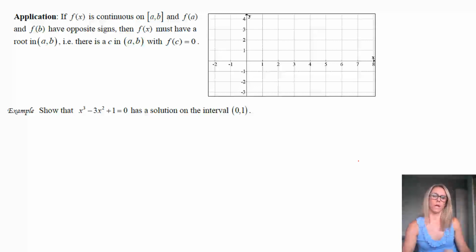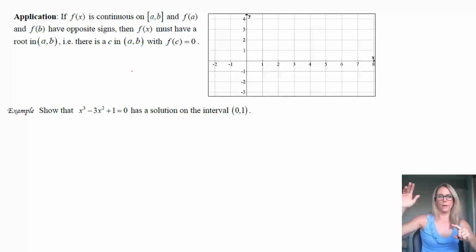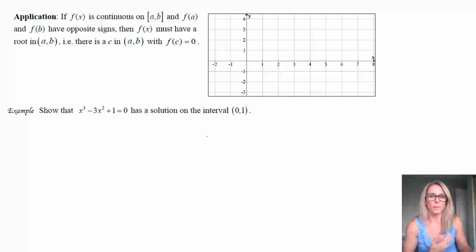Now, the big application of that is if you have a function that is continuous on an interval, the function is continuous from a to b, and your y values have opposite signs. So one is positive and one is negative. Then your function must have a root or a zero. There's a couple different ways you can say that. In that interval, there's a place where the y value is zero, because it has a root. So it's a pretty straightforward thing that comes from the IVT.